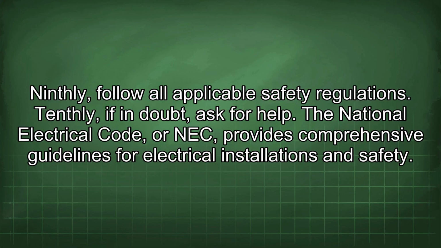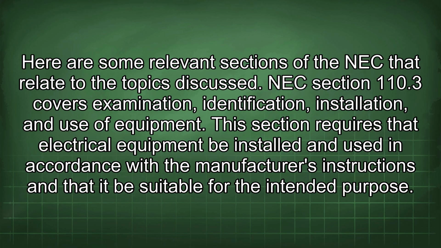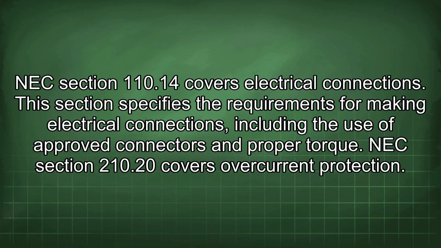The National Electrical Code, or NEC, provides comprehensive guidelines for electrical installations and safety. Here are some relevant sections of the NEC that relate to the topics discussed. NEC Section 110.3 covers examination, identification, installation, and use of equipment. This section requires that electrical equipment be installed and used in accordance with the manufacturer's instructions and that it be suitable for the intended purpose. NEC Section 110.14 covers electrical connections. This section specifies the requirements for making electrical connections, including the use of approved connectors and proper torque.